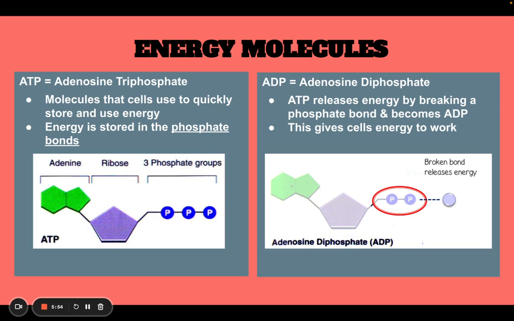So when one of them is broken off, right, the phosphate group is removed, and energy that was stored in this bond right here is what we use to go on, let's say, a run. We are constantly breaking down these ATP molecules to give us energy to continue running at a quick rate.